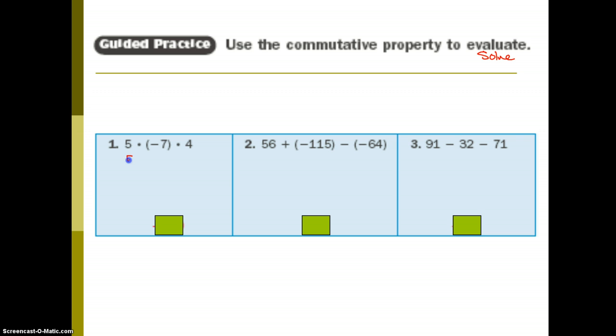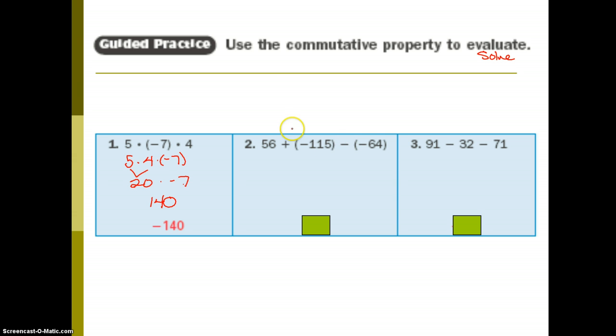For number 1, I'm going to switch the 7, negative 7, and the 4. So now when I do 5 times 4, that's 20. And I can easily do 2 times 7, which is 14, add the 0. Different signs, the answer is negative 40.